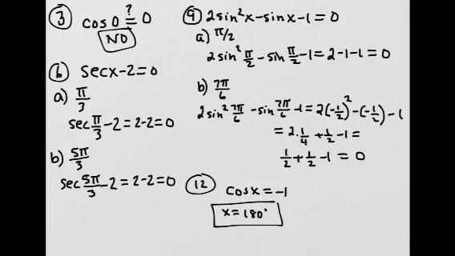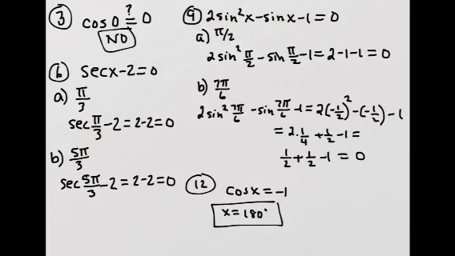For number 6 and 9, we are verifying the values of x to show that they make the equation true. So for number 6a, x is pi over 3, so secant of pi over 3 is 2, and 2 minus 2 is 0, so that checks out. 5 pi over 3, secant of 5 pi over 3 is also 2, so 2 minus 2 is 0, so that checks out. For number 9, same thing, except the equation is a little longer.